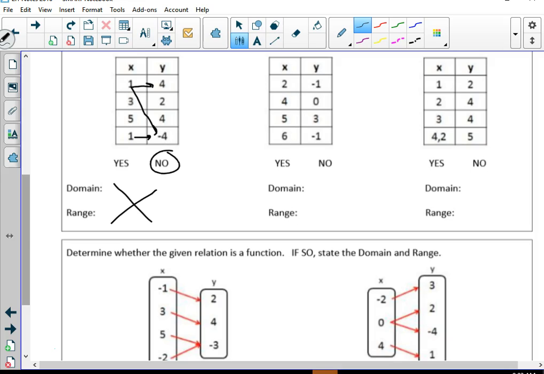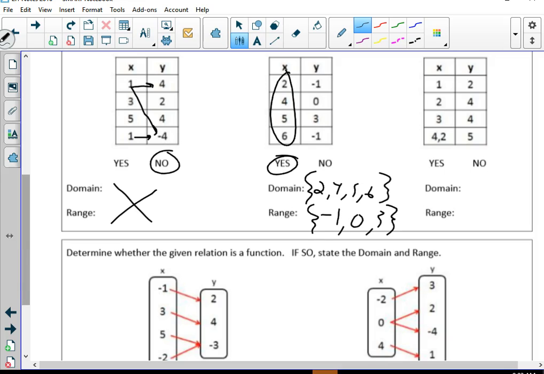Are there any repeats in my X? Then I'm good to go. So I have 2, 4, 5, 6. Do I have any repeats of my y's? Yeah, the -1. So I only have to write it once. Do I have, no, this one's weird. Do I have any repeats of my x? So that's a no. We're done there.